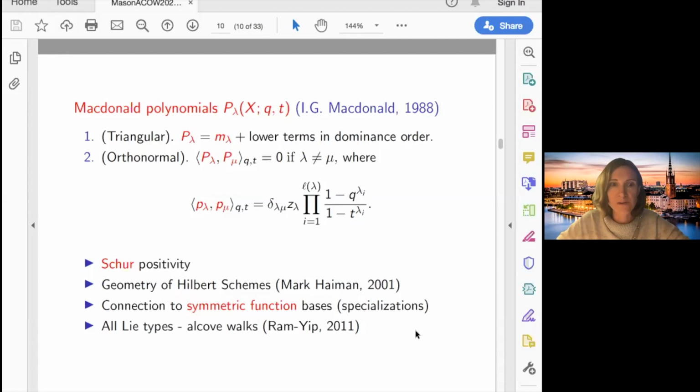When introduced, Macdonald conjectured that their coefficients, when expanded in terms of the Schurs, were positive. Mark Haiman proved this using the geometry of Hilbert schemes. It's still an open problem to find a combinatorial formula for these coefficients. You can also get all sorts of different symmetric function bases by specializing the q and the t. Oh, and I should say these are symmetric in the X variable, with just an additional q and t parameter. And then Ram, you have to generalize these to all Lie types using like Littelmann path alcove walk style methods.